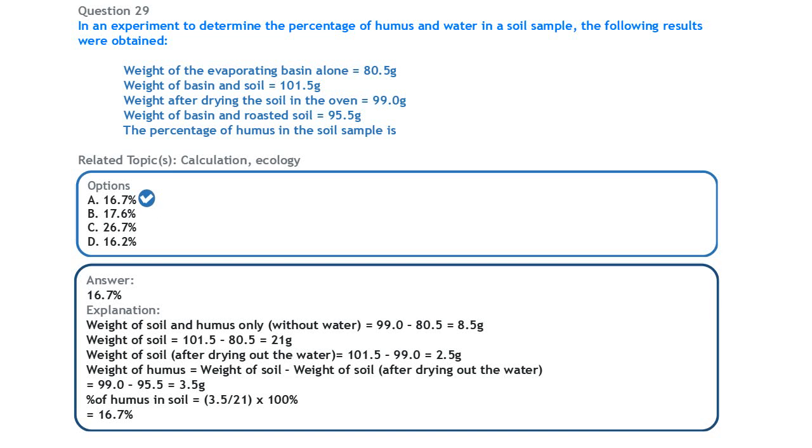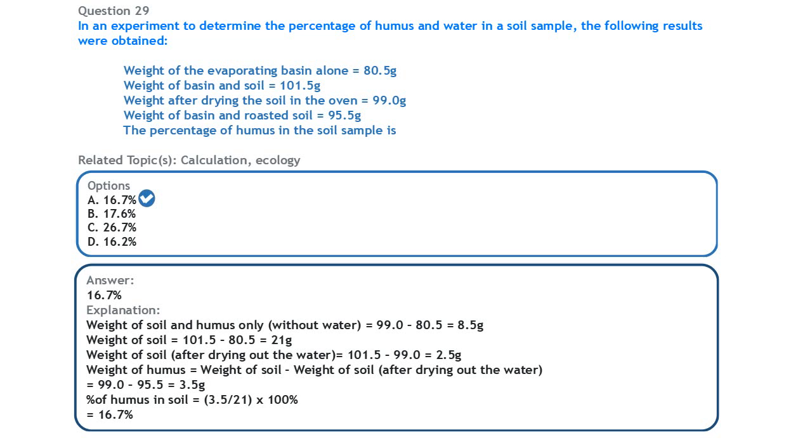Alright, now since we are looking for the percentage of humus in the soil, we need to know what is the weight of the humus in that soil as well. Now we need to know the weight of the water in the soil. The soil is one thing, but in addition to the soil, we have water and we have humus. Now drying this soil in the oven is going to help to remove the water in it. So if you want to get the weight of the water, that's going to be equal to the weight of the basin and the soil, minus the weight after drying the soil, 101.5 minus 99.0, and that is 2.5 gram.